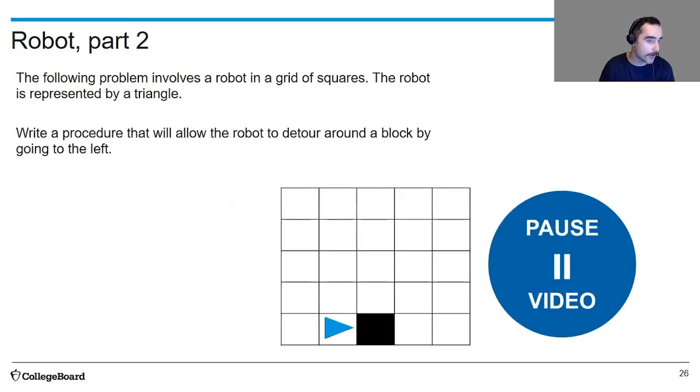So now I've got a little harder one I want you to try. In this case, I want to write a procedure that would allow the robot to detour around a block, such as here, by going around it on the left-hand side. So I want you to pause the video and see if you can write a procedure that will accomplish this.